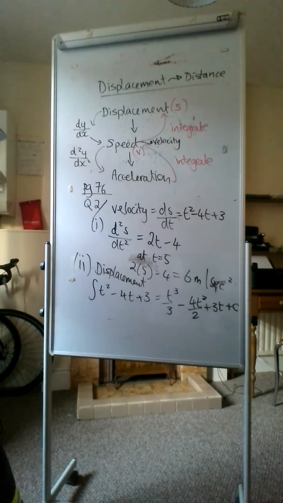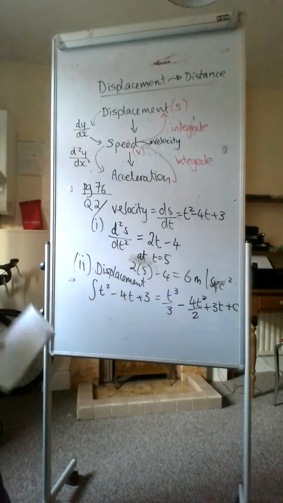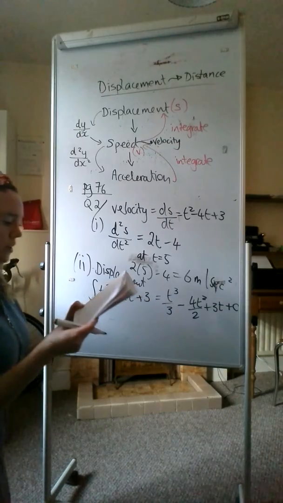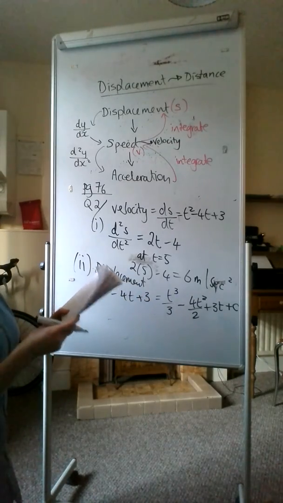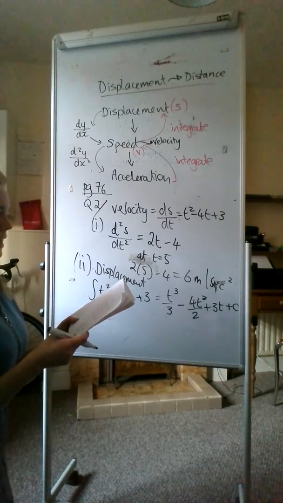Now they gave you a point here so we can find out what c is. They gave us the point where t is equal to 3 and s is equal to 4.